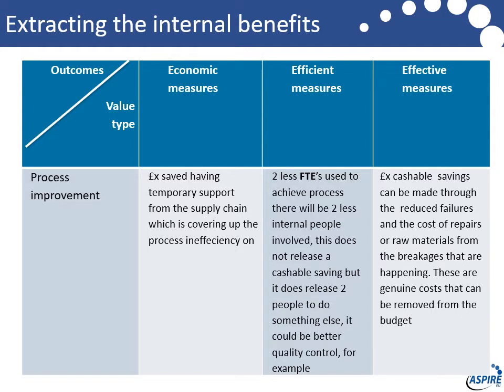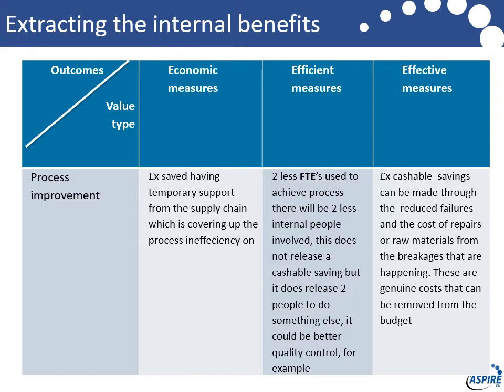I'd just like to bring us back to the 3 E's that we've talked about on earlier slides. Here we've got economic measures, efficiency measures, and effectiveness measures. And as you can see, we can take an outcome by process improvement and find some better measures for it.